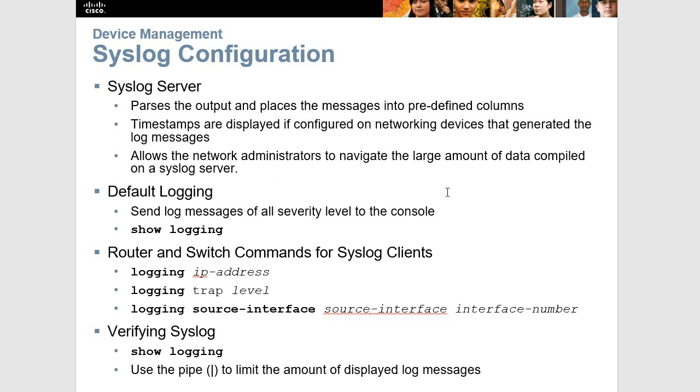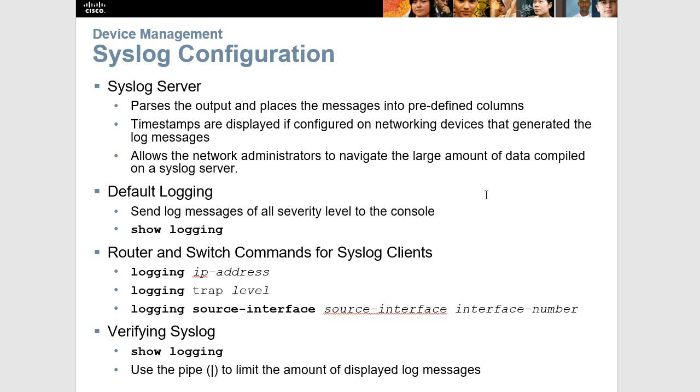It also allows easier navigation of large amounts of data if you have a Syslog server set up. And there are various free Syslog server programs you can set up on a Windows 7 or Windows 10 computer. Your default logging is to send all messages of all severity to your console line. If you want to see the default logging on your device, you can do a show logging that will also show you messages that have been logged as well. So show logging is a pretty handy command. Okay, that'll show you your default logging, and it will verify the messages being sent.